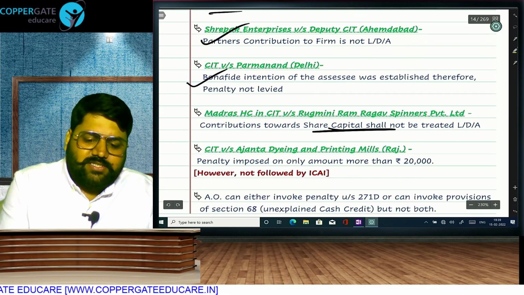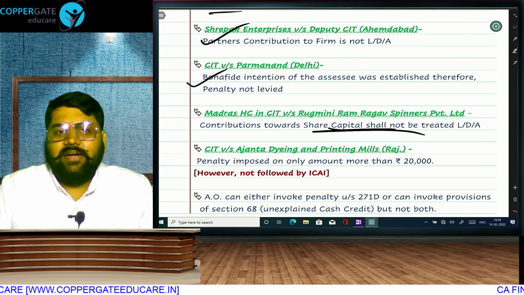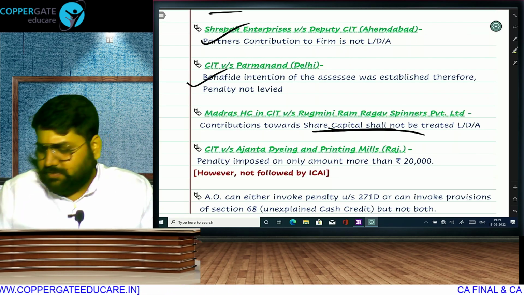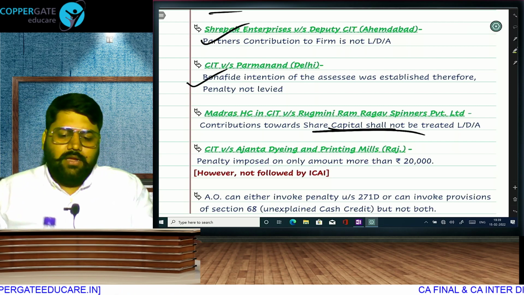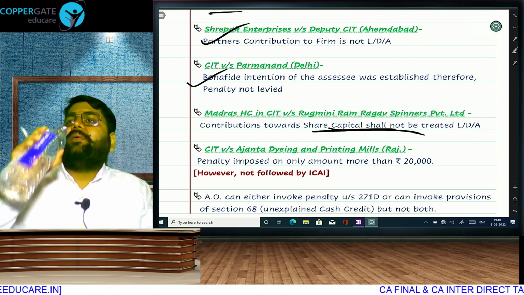If a company receives contribution towards share capital or share application money, that will not be treated as loan, advance or deposit. So no penalty.